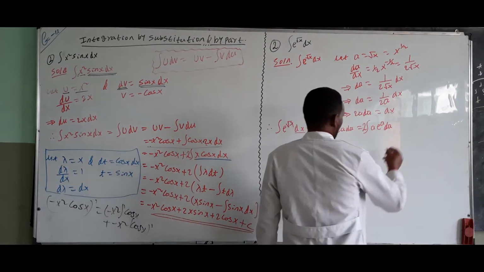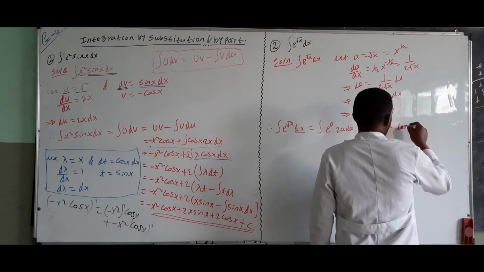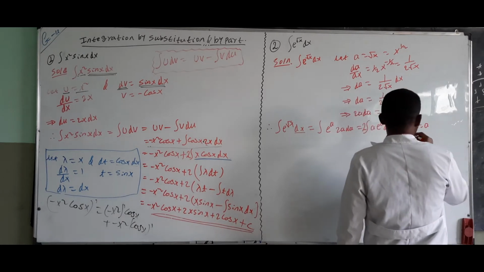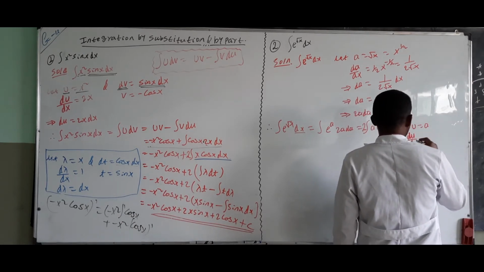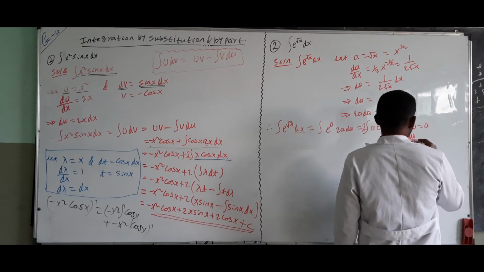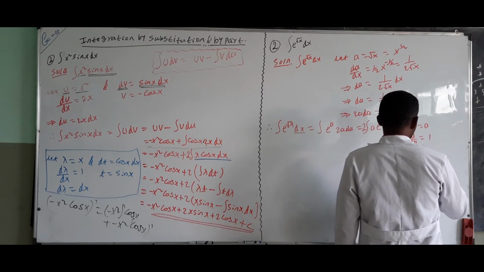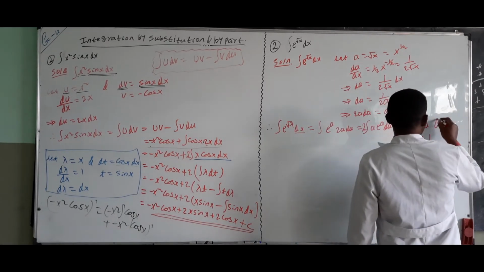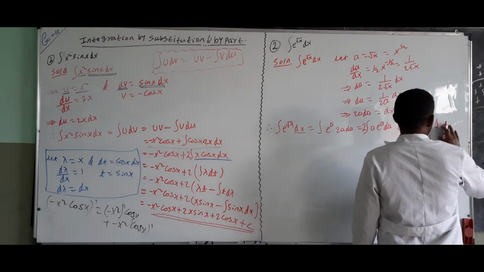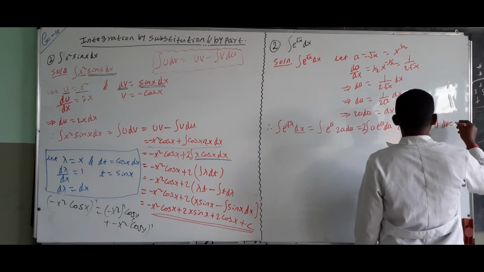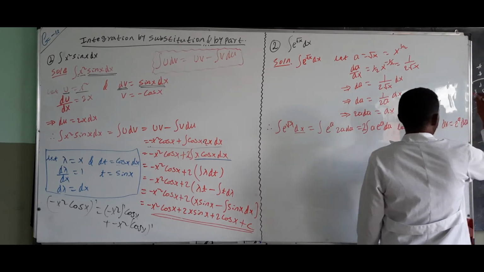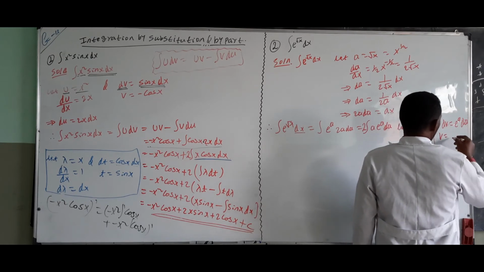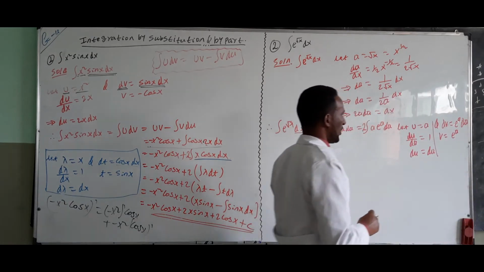Then let u is equal to a, du with respect to a is equal to 1, so du is equal to dA, and dv is equal to e to the power of a dA. When we integrate, it becomes v is equal to e to the power of a.